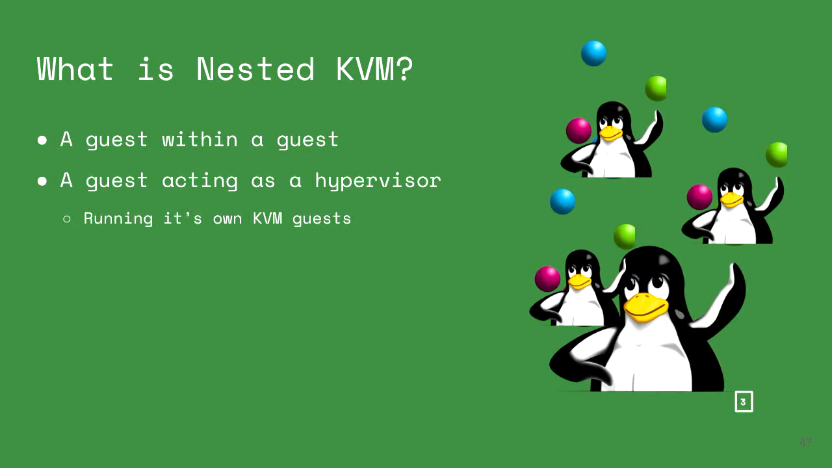First of all, a bit of an introduction. What is nested KVM? Well, it's essentially a guest which is running within another guest. So what does that mean? So we have a guest and it's able to perform some of the functionality that would normally be performed by a hypervisor. And then it can in turn run its own KVM guests.